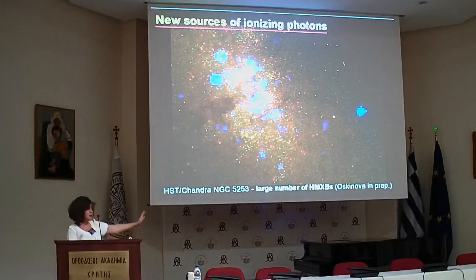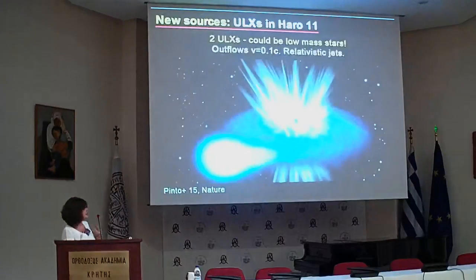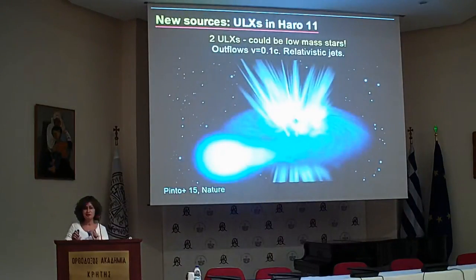High mass X-ray binaries are found in many famous starbursts, as we heard this morning, for instance, the Haro 11 galaxy. I just want to note that there are two ultraluminous X-ray sources located in the main star forming clumps in this galaxy. And these two, only two objects, produce about 10^50 ionizing photons. And what is really beautiful is that these ultraluminous X-ray sources must not be very massive stars, must not be massive stars at all.